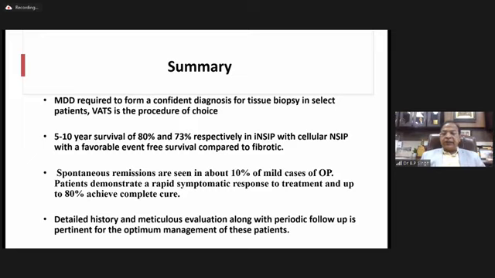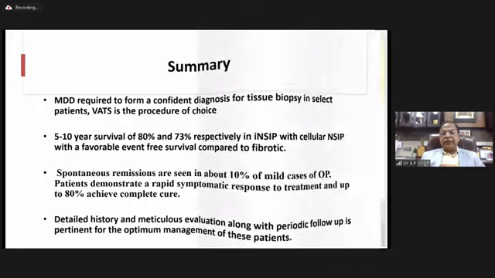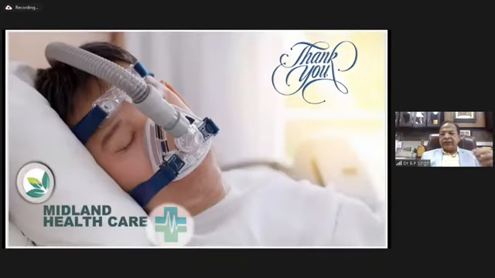Spontaneous remission occurs in less than 10% of patients of OP, and patients demonstrate a rapid symptomatic response to treatment, up to 80% achieving complete cure in organizing pneumonia. Detailed history and meticulous evaluation along with periodic follow-up is pertinent for the optimum management of these patients. So with these words, I would like to thank all of you for the patient hearing.